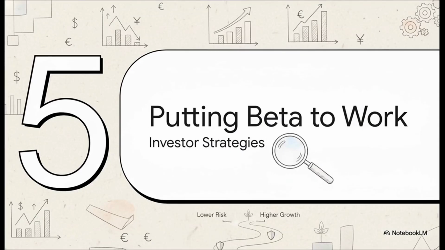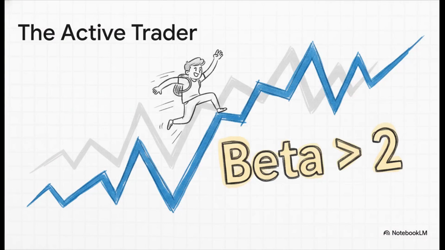Okay, this is all interesting stuff, but here's the million-dollar question. How can you actually use this? How does knowing a stock's beta help you make real-world decisions? Well, let's say you're an active short-term trader. For you, volatility isn't scary, it's an opportunity. You might specifically hunt for stocks with a beta over 2. Why? Because a stock like that tends to move, on average, twice as much as the S&P 500. That means more chances to get in and out and hopefully profit from those big price swings.